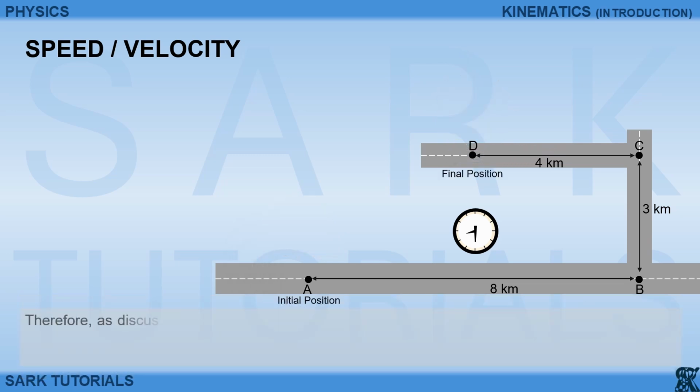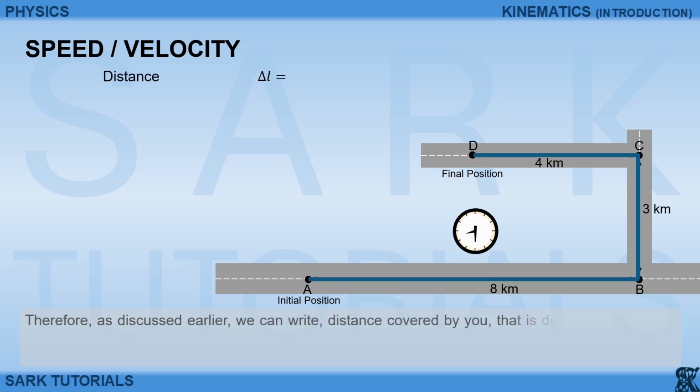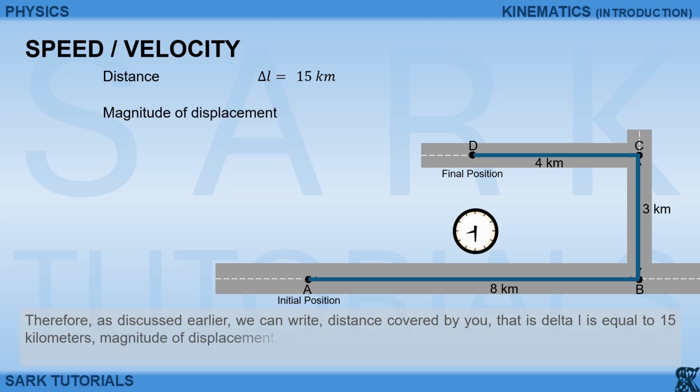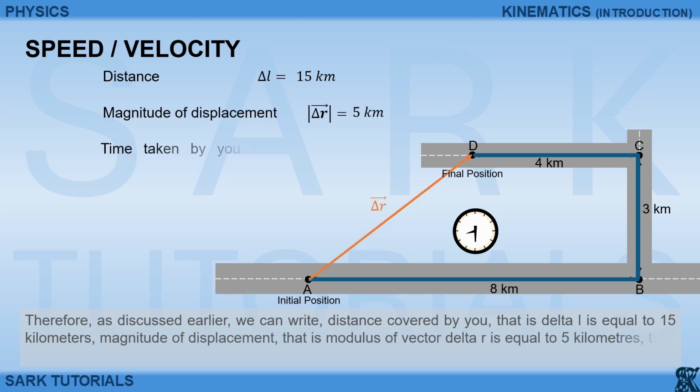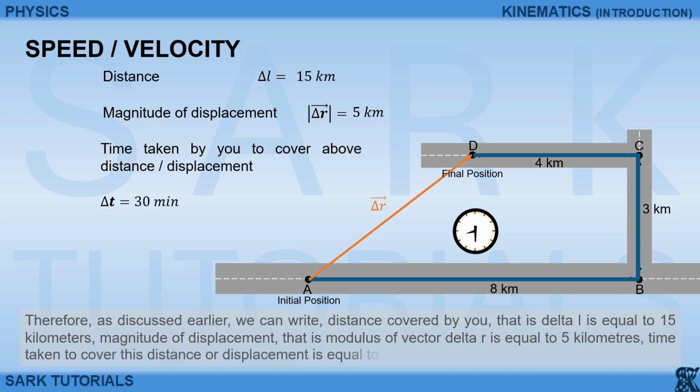Therefore, as discussed earlier, we can write distance covered by you, that is delta L, is equal to 15 kilometers. Magnitude of displacement, that is modulus of vector delta R, is equal to 5 kilometers. And time taken to cover this distance or displacement is equal to 30 minutes or half an hour.